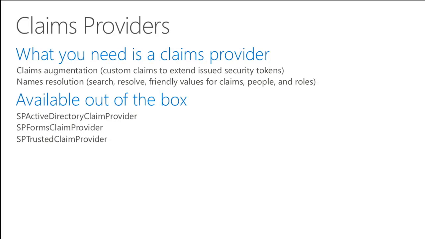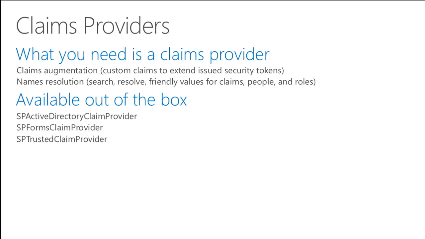SP Forms Claim Provider is the one used for FBA. And again, it can query the FBA database or engine using the membership API and the role API to retrieve right and real information. But the SP Trusted Claim Provider is available to support any kind of external identity provider, and it is not able to query an external identity provider like Facebook, Google, ACS, or whatever else.